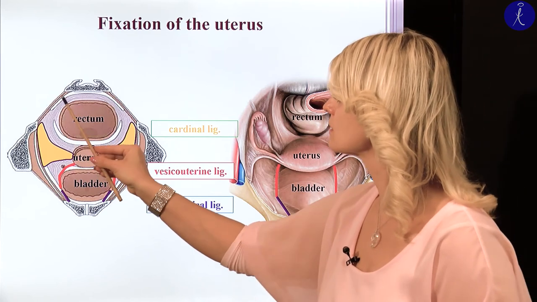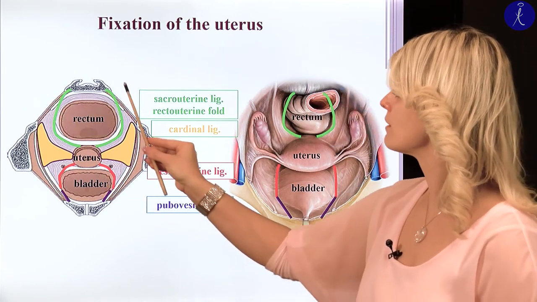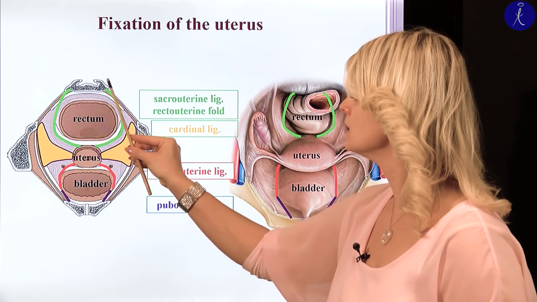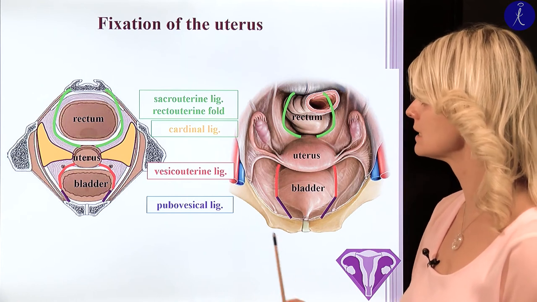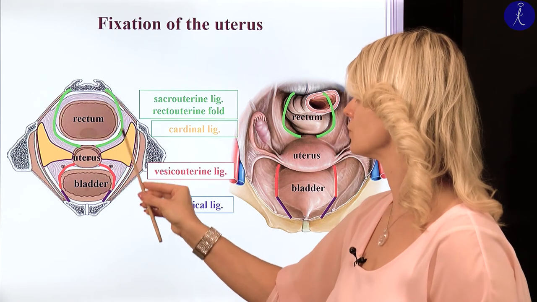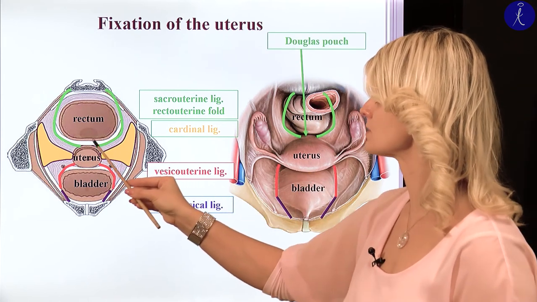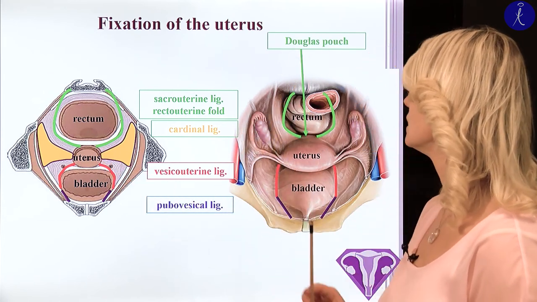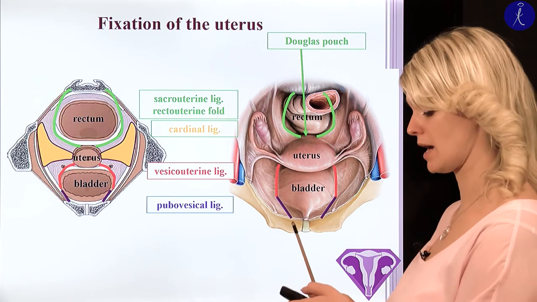And posteriorly, we can also find important ligaments. We have a ligament between the sacrum and the uterus. This is called the sacrouterine ligament, which is within the recto-uterine fold. And between them is the recto-uterine pouch, the Douglas pouch, which we saw during the dissection of the abdominal cavity.